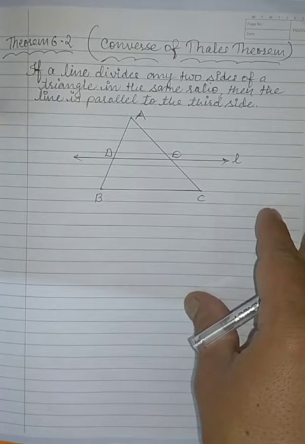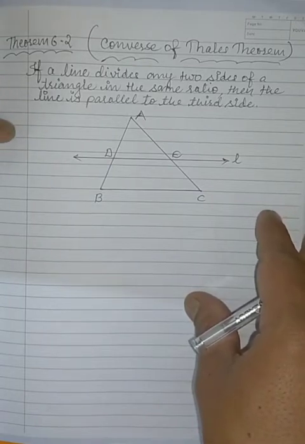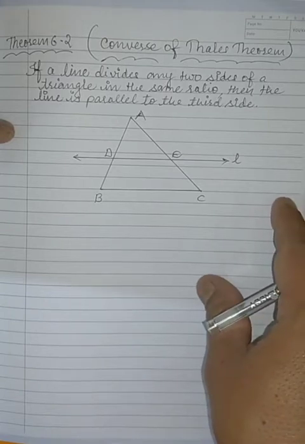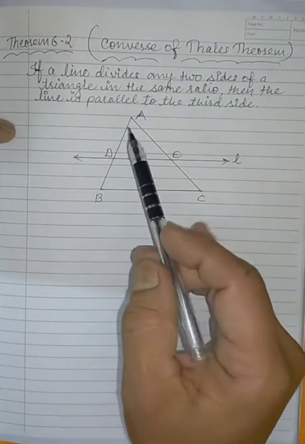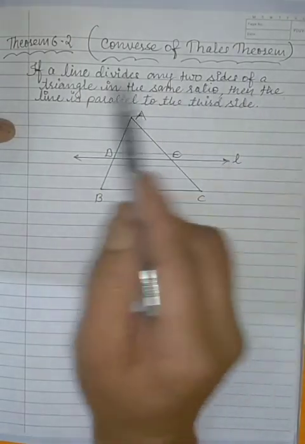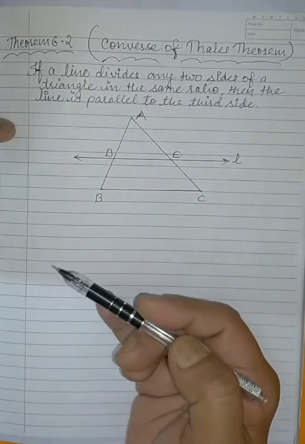If you remember, the basic proportionality theorem says that if a line is drawn parallel to one side of a triangle to intersect the other two sides in distinct points, the other two sides are divided in the same ratio. But the converse is saying that if a line divides any two sides of a triangle in the same ratio, then the line is parallel to the third side.